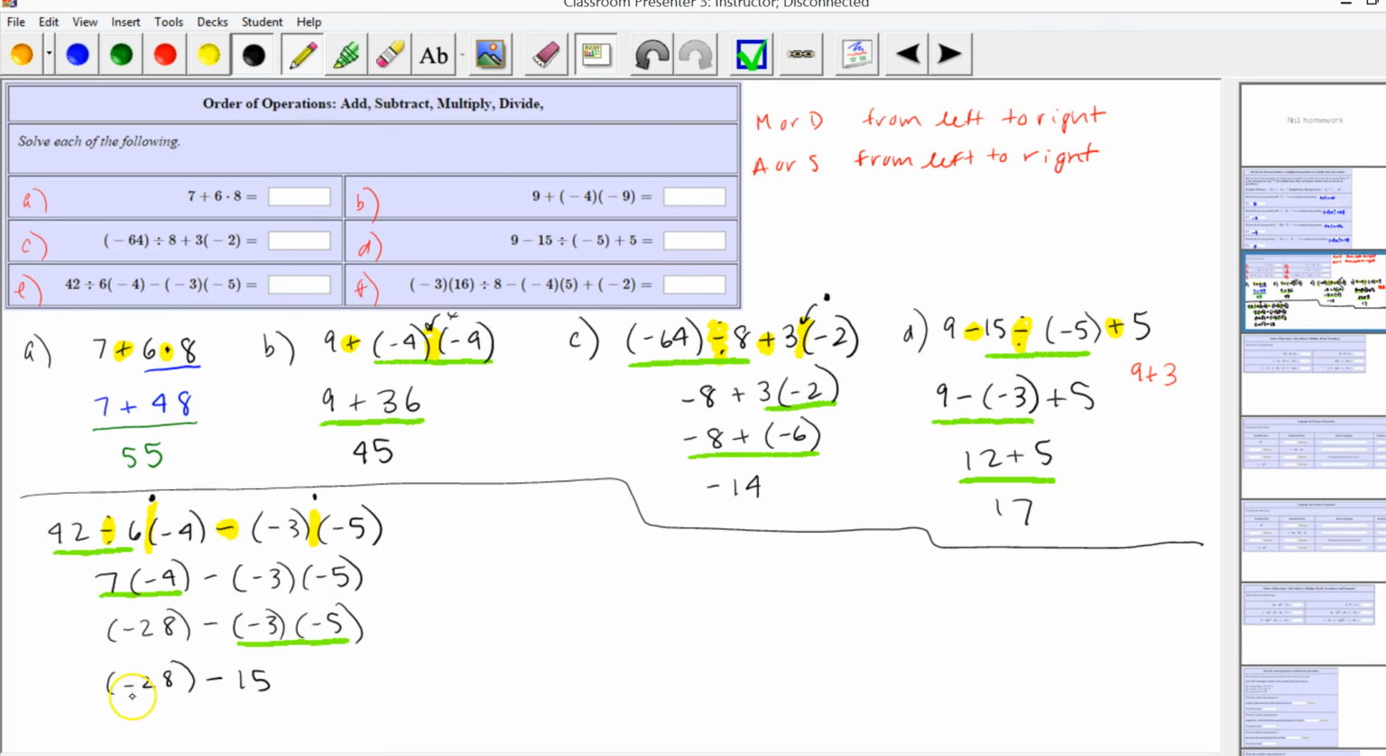And finally, we'll do the subtraction. This is negative 28 minus 15. And I personally like to think of this as negative 28 plus negative 15. Okay, I think of combining these as negative amounts. So if we add 28 and 15, that's 43. And they're both negative, so it's negative 43.